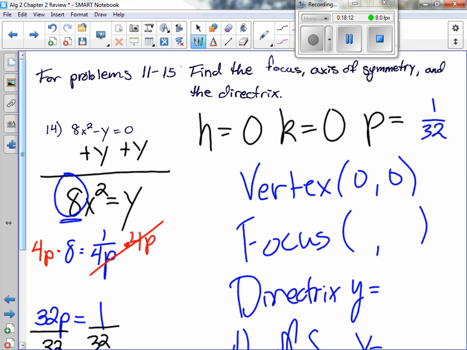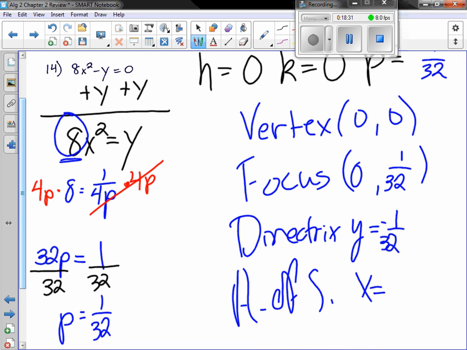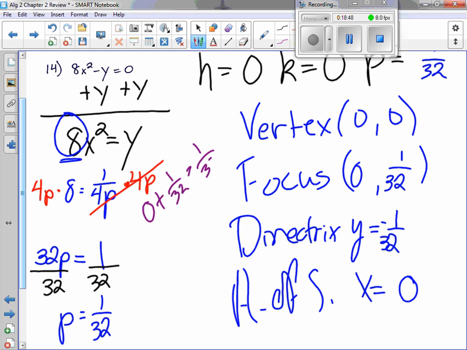Now the focus, again, for this one here is h comma k plus p. Well, h is 0, and k plus p, well, 0 plus 1/32 is just 1 over 32. And we get negative 1/32 on the second one because 0 minus it, since it's positive, is going to be negative. And if you need to write those out for the focus, say 0 plus 1 over 32 is 1 over 32, okay? 0 minus 1 over 32.